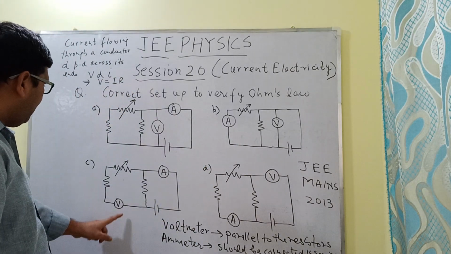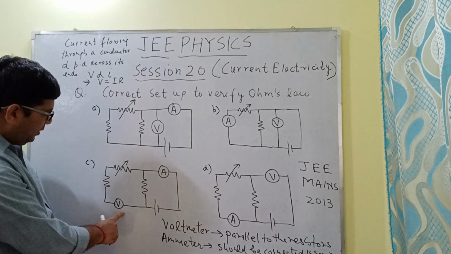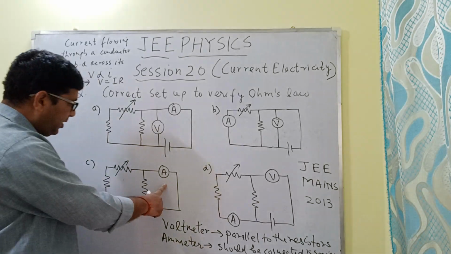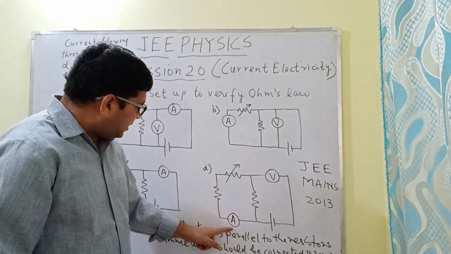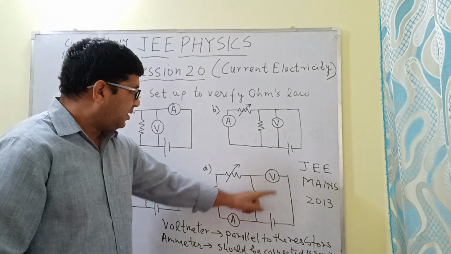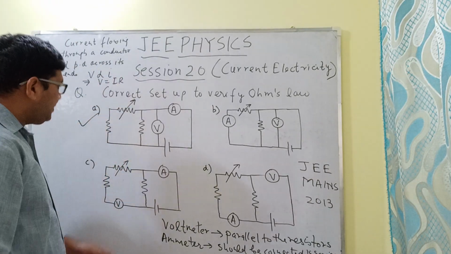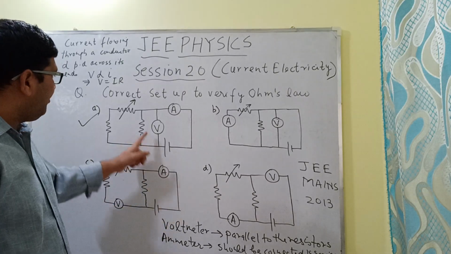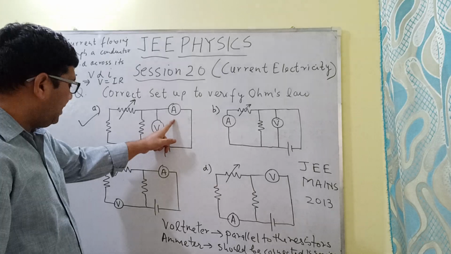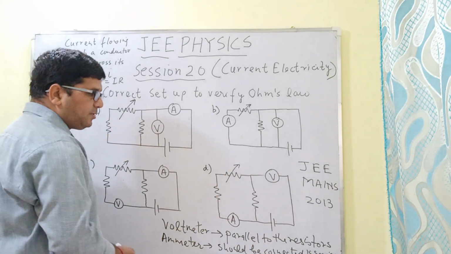In the third case, the voltmeter is connected in series, and the ammeter is also connected in series. In the fourth case, the ammeter is connected in series, and the voltmeter is also connected in series. So out of these four options, option A is correct, because in this option the voltmeter is connected in parallel to the resistors, and the ammeter is connected in series to these resistors. In these three options, it is not the case.